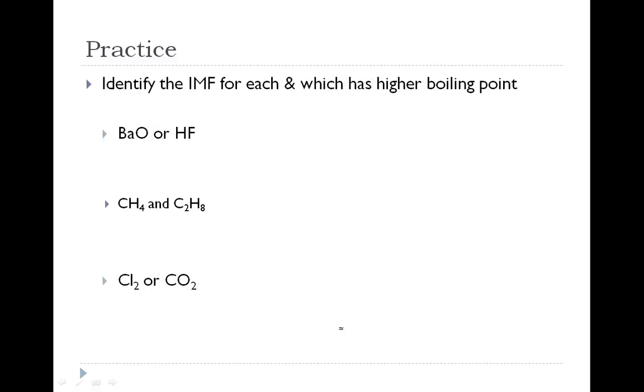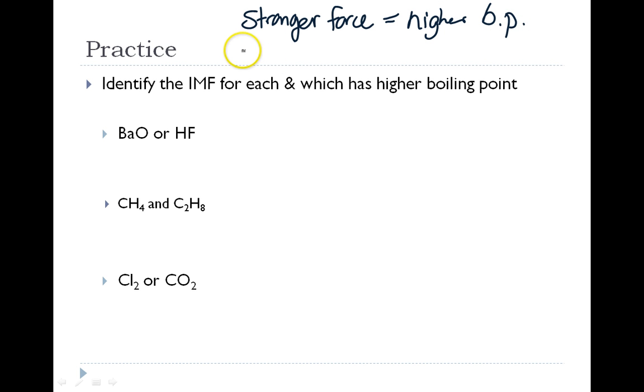Okay, let's try some practice here. Remember, the stronger the force, the higher the boiling point. But if there's a tie, if they have the same kind of force, then it's the heavier mass. Heavier mass, that's our tiebreaker.